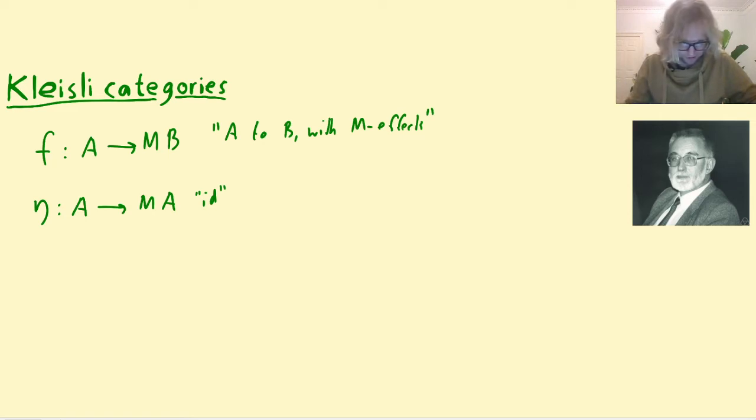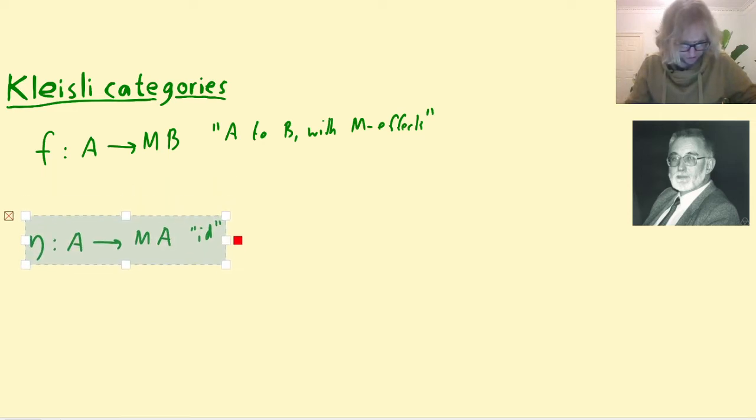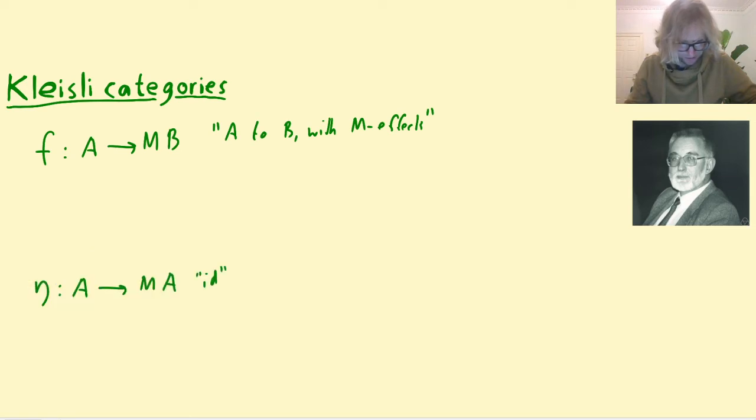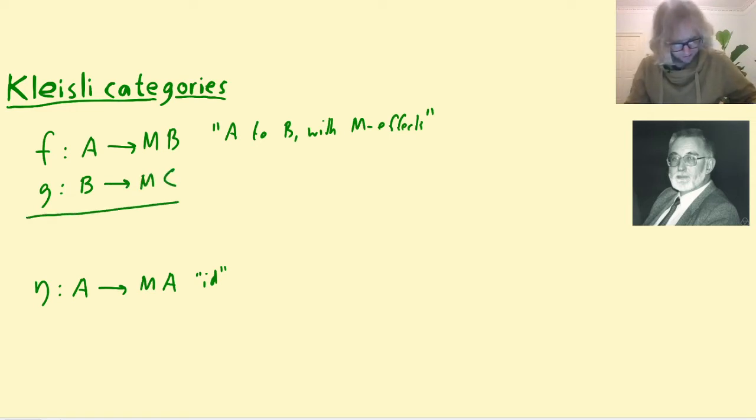But we also need to have a composition, right? So if I have an f like this, and if I have a g which goes from B to C with some m effects, then I want to be able to compose these. So first do f, then do g, and this should go from A to m of C, right? So this is our composition.